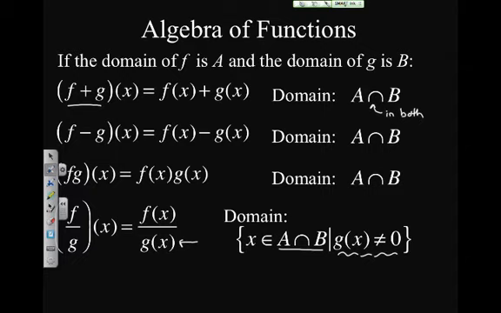And so those are the limitations. We don't have tons of limitations. The biggest one is on the division problem there.